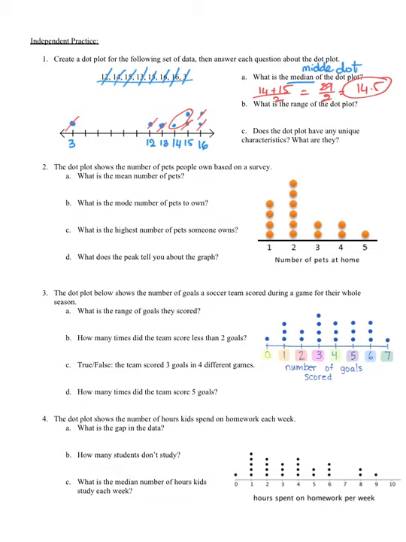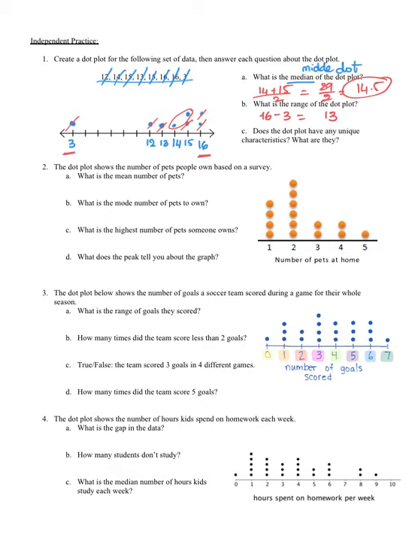What is the range of the dot plot? The range, or the spread, of the dot plot will be found by taking the highest value and subtracting the smallest value. So the highest is 16, the lowest is 3. So 16 minus 3 is 13. That is the range. Does the dot plot have any unique characteristics and what are they?